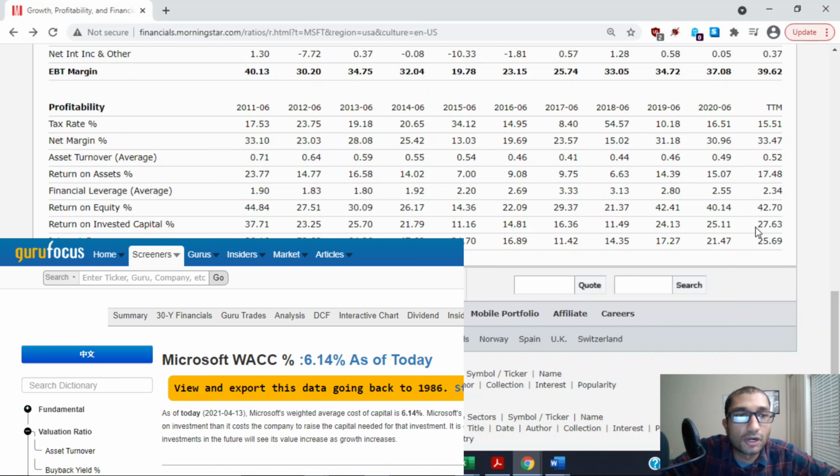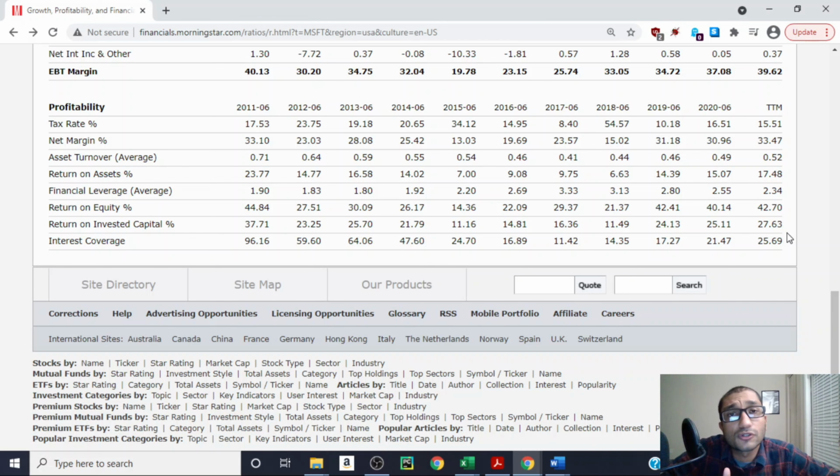We can see that the return on invested capital is much greater than the company's weighted average cost of capital. The weighted average cost of capital is also known as the hurdle rate that the management has to beat in order to create shareholder value. So we can clearly see that Microsoft's management is creating value for its shareholders.